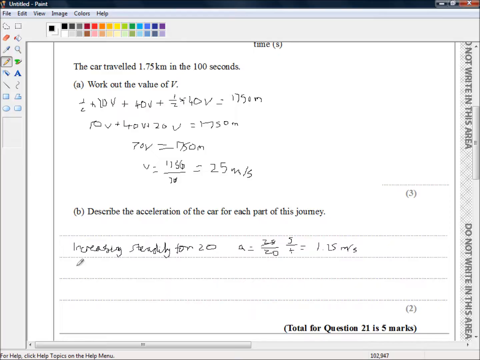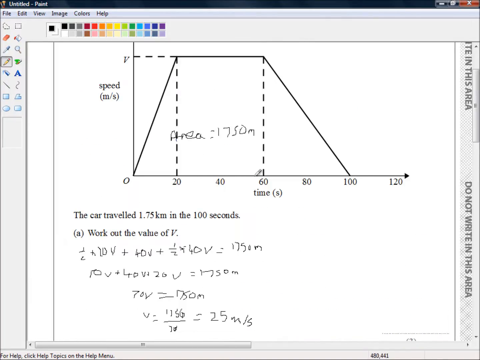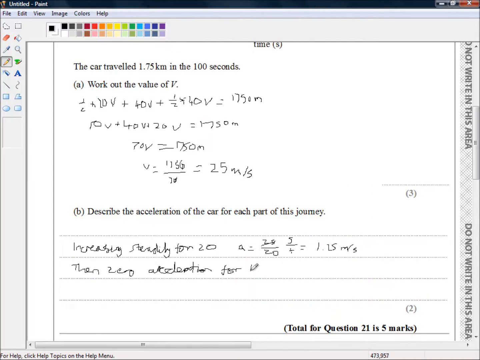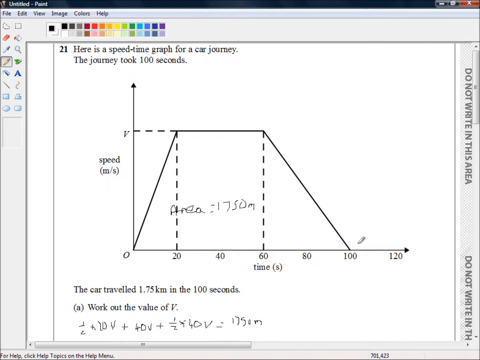Okay, so then zero acceleration really is difficult to write. And then zero acceleration for how long? Between 20 and 60 is 40 seconds. This is a straight line, so we know that a straight line is zero acceleration for 40 seconds. And then what have we got? Then we've got a negative acceleration. It's decelerating between 60 seconds and 100 seconds, so that's for another 40 seconds it's slowing down.